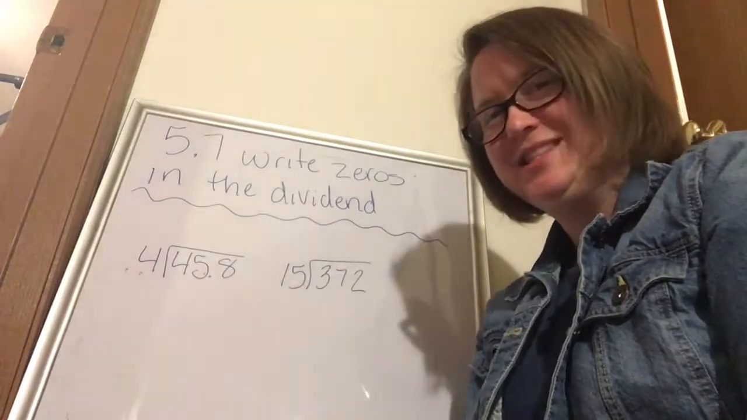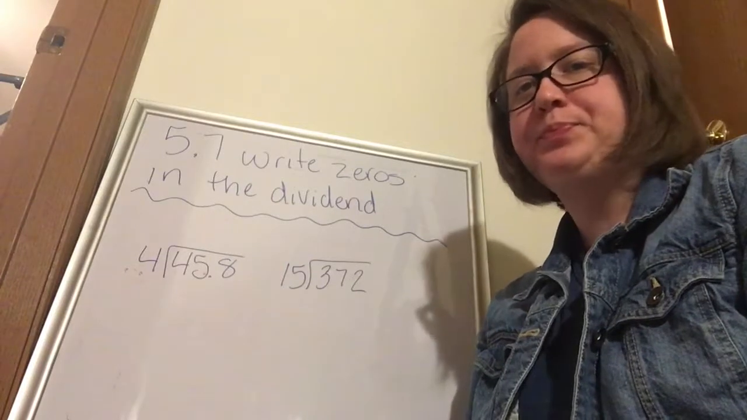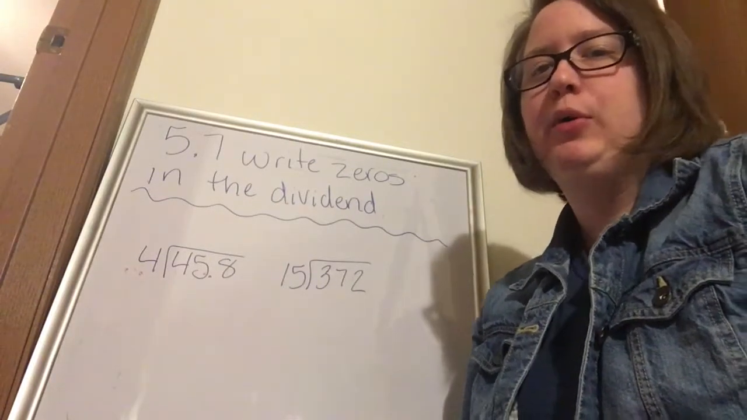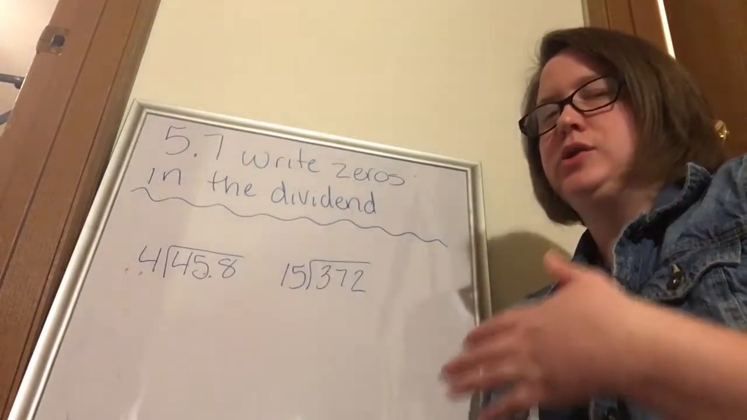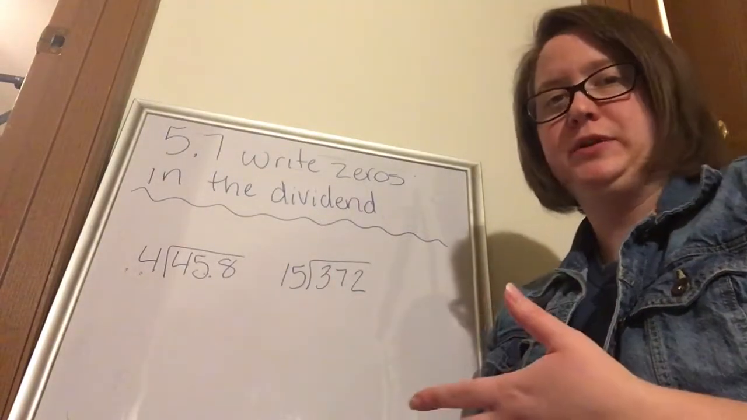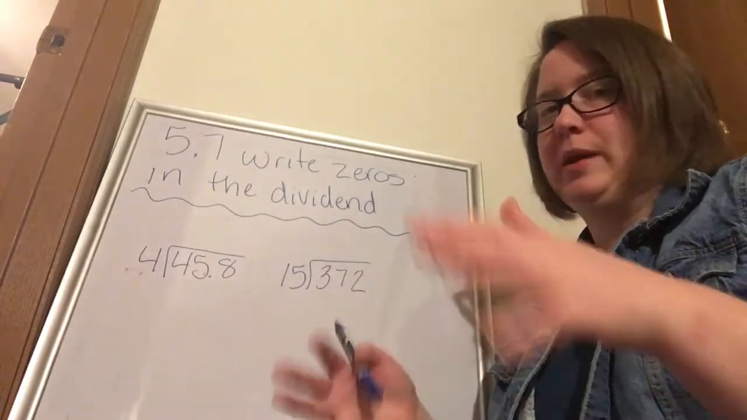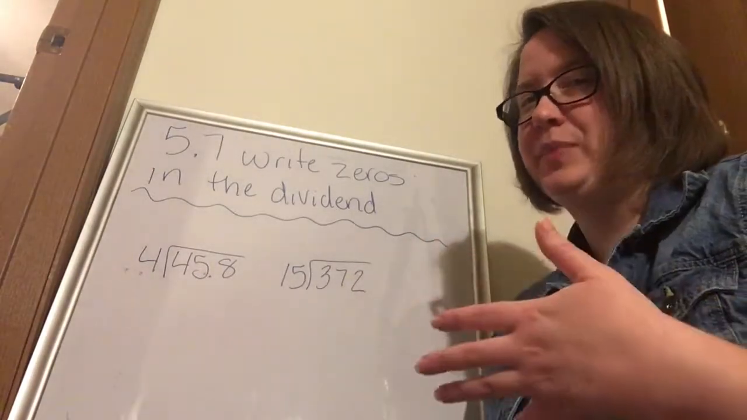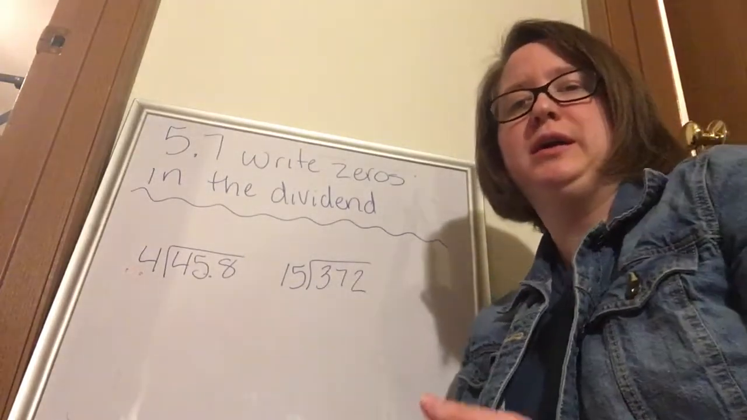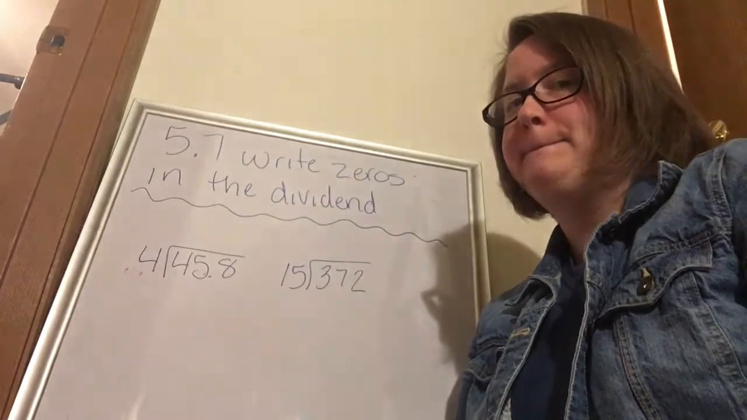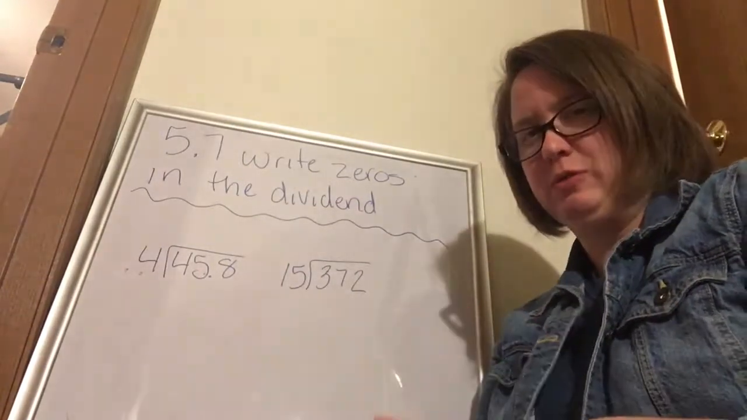Hello, my mathematicians. Today we are going to be looking at 5.7, which is talking about writing zeros into the dividend. Now, so far all the problems that we have solved have worked themselves out evenly. We've had what we would say no remainder, nothing left over. But sometimes when dividing with decimals, there are things that are left over. But we don't write them as a remainder because you can't have a decimal and a remainder.